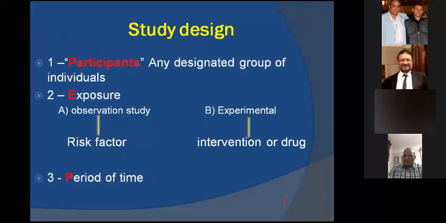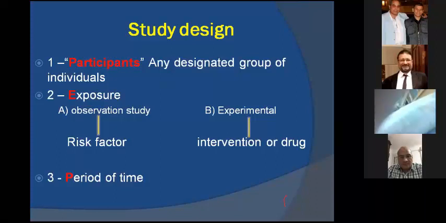In each study, let us remember the word PEP. What does PEP stand for? P, participants. Who are the participants? Participants are any designated group of individuals. E stands for exposure. What is exposure? Exposure is different in each type of study. In observational study, the exposure is a risk factor, while in the experimental study, it is an intervention or a drug.